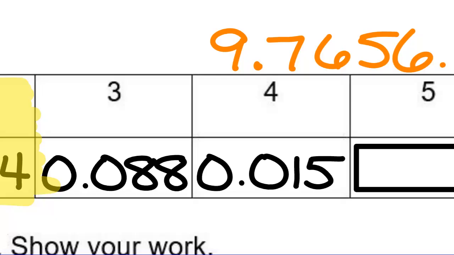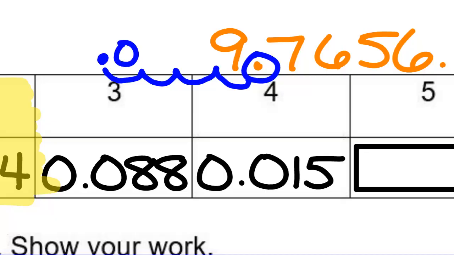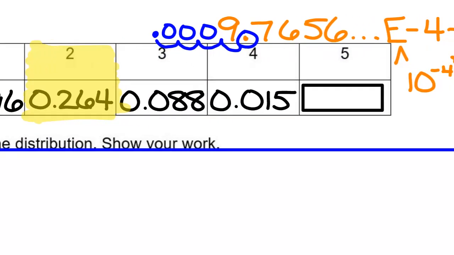That's the 4. So I'm going to take this decimal point right here, and we're going to go 1, 2, 3, 4 spaces over. So here's my new decimal point. For those empty spots, we're going to fill them in with zeros. So 0.0009, or I could round that to what? 0.001.